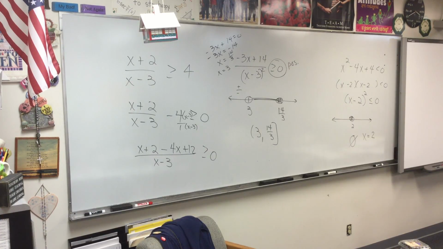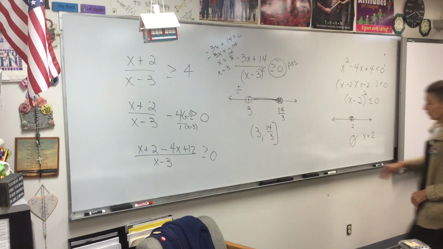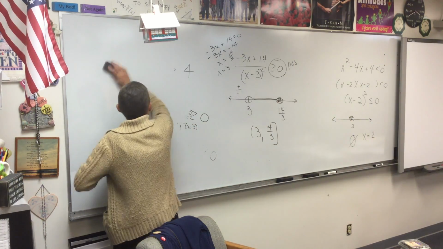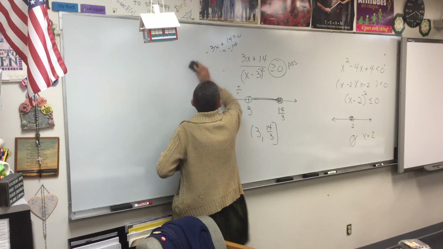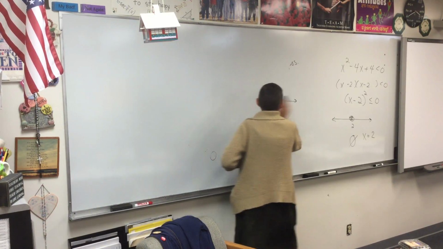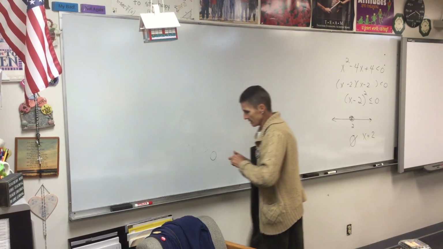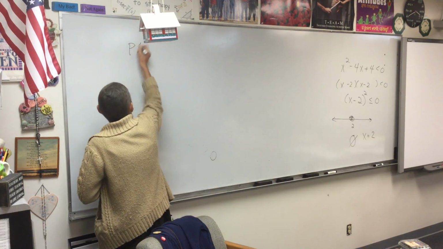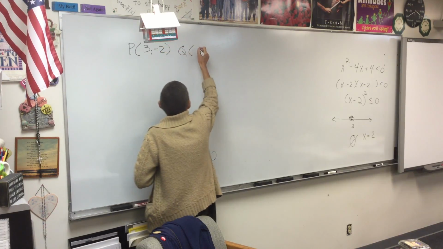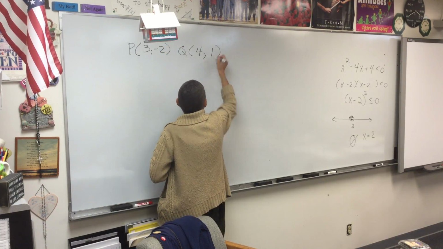Here we go. Let's review. I think if I were a betting person, I would bet that there is a question on the quiz that says this. Point P is (3, -2). Point Q is (4, 1).